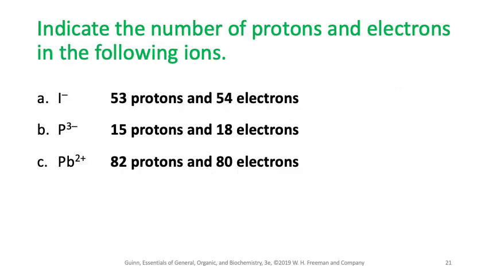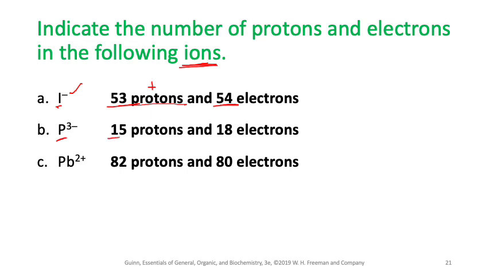Now let's do one more problem. Indicate the number of protons and electrons in the following ions. The time you say ions, it can be positive or negative. So let's try iodine, -1. If you go to the periodic table, you will see the number of protons for iodine is 53 because it has an atomic number of 53. So how many electrons should it have? If you have 53 protons, that means it has 53 positive charges, but the net charge is -1, so it took an extra electron, so it has 54.